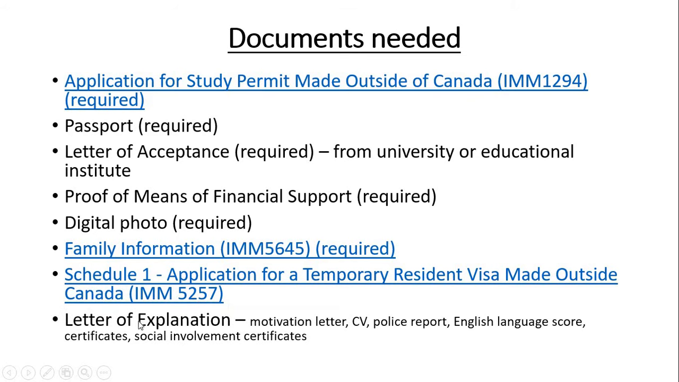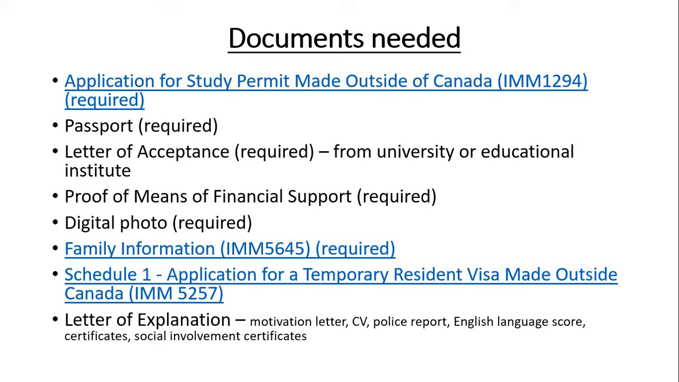And you also need a letter of explanation. This is your opportunity to increase the chance of getting a visa. In this letter of explanation, you can include a motivation letter, CV, police report, English language score, maybe IELTS or TOEFL score, certificates and training certificates if you have any, and all the relevant information which you have. Please try to provide all the necessary information, and this will increase your chance of getting a visa.